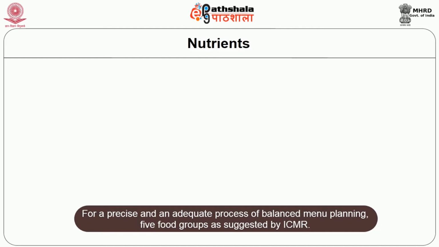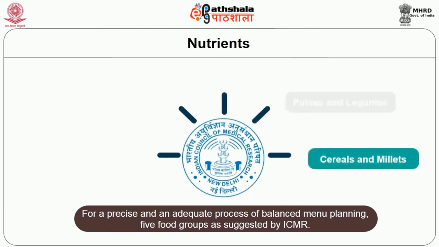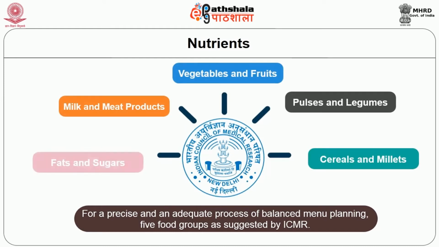and dietary counseling. These comprise the 5 food groups, which are number 1 cereals and millets, number 2 pulses and legumes, number 3 vegetables and fruits, number 4 milk and meat products, and number 5 fats and sugars. So it is easy to remember and plan menus keeping in mind these 5 food categories for each menu that is planned. Now we will see all of these food groups in detail.